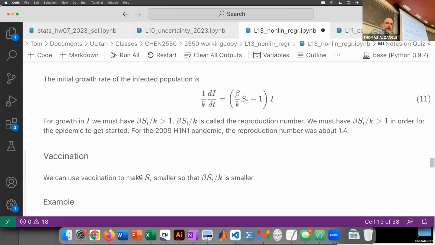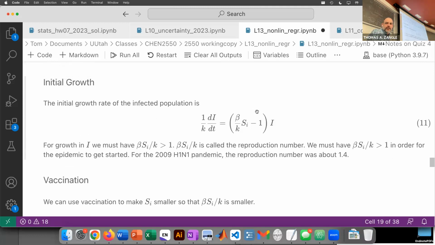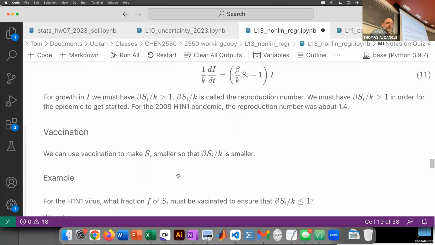And the goal, more or less, of vaccination. So this bit tells us that we need to have this parameter here be greater than 1 for the epidemic to get started or to take off, for this thing to grow. If this parameter is less than 1, then the number of infected will decrease. So a note is that vaccination is more or less trying to decrease this parameter here to make this whole term less than 1 so that the infection rate doesn't take off.